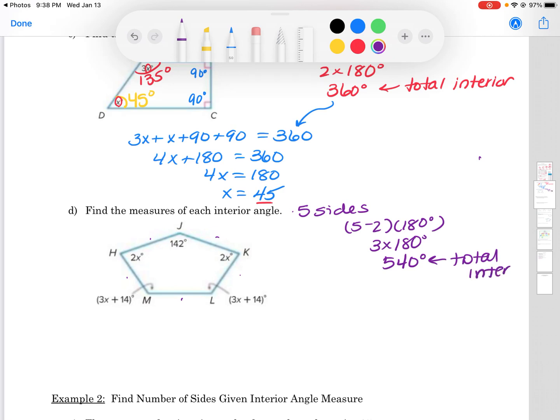How many inside? So let's add them all up and set them equal to 540. So we have 2x plus 142 plus 2x plus 3x plus 14 plus another 3x plus 14 has to equal 540.